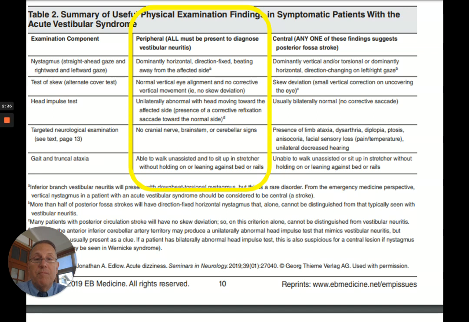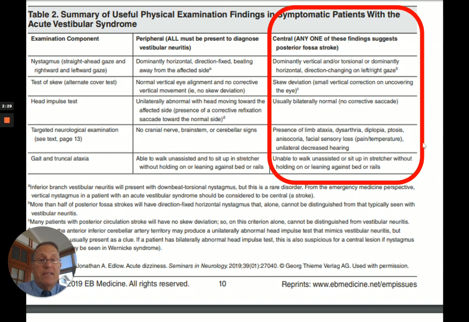Now, what are the central signs that would suggest a central etiology to the dizziness here in red? So if the nystagmus is torsional, round, vertical, or it goes in both directions, fast in one direction, fast in the other direction, bidirectional nystagmus is of more concern. The test of skew, when you cover and uncover one eye, if the eyes vertically are not lined up, if the pupils don't align and there's a correction that occurs following uncovering one of the eyes, this is vertical skew. This suggests a central etiology.